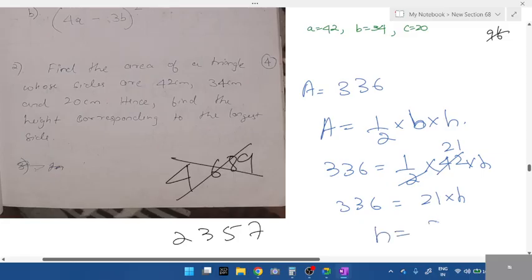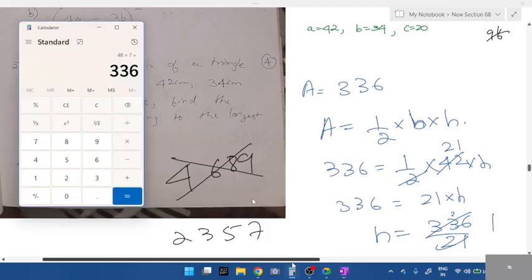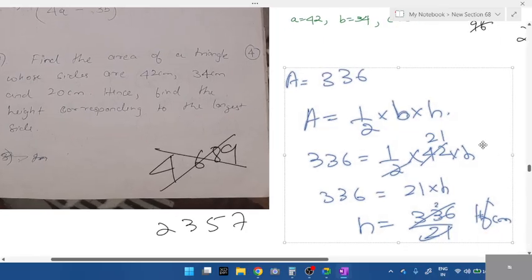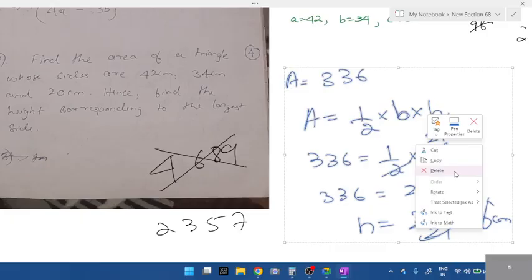Both are multiplication. 21 and h are related using multiplication, so now you can rewrite like this. Rearrange: 336 divided by 21. 21 ones are 21, so you get 3 times. Yes, 16 is the answer. The unit they have given is centimeter. This is how you solve. Don't write it any other way, go through it like this. 16 is the answer. Next question.